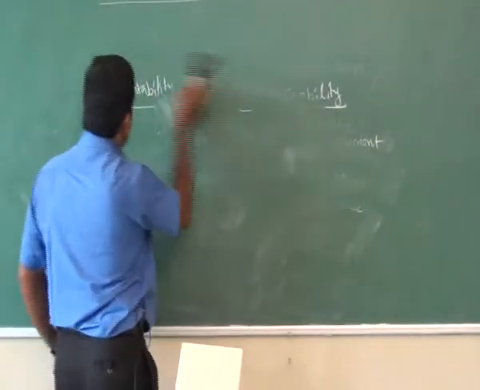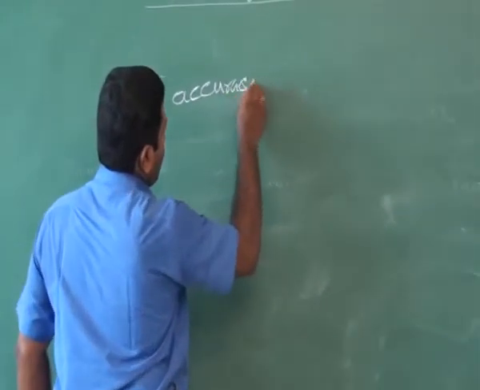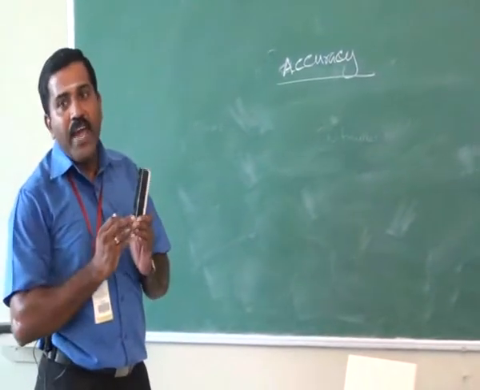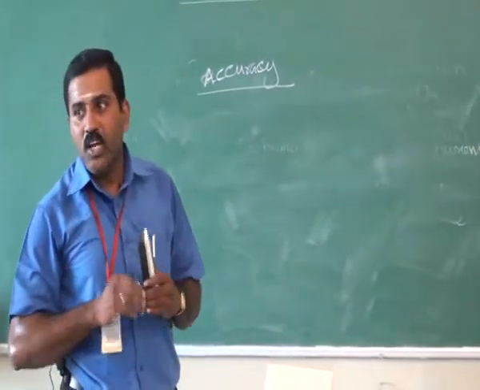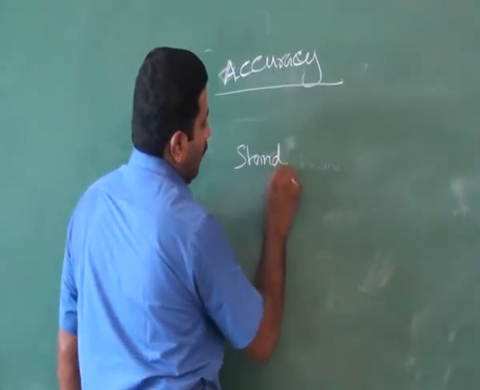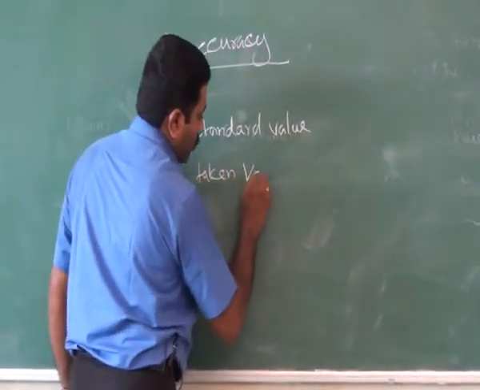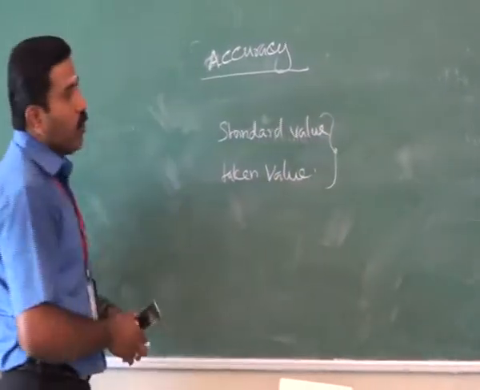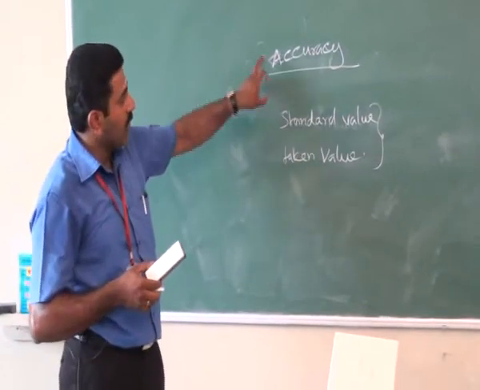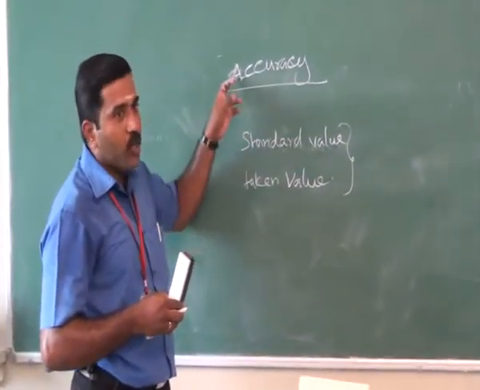And the next one is accuracy. What is the meaning of accuracy? Accuracy means the taken value is compared with the standard value. The accuracy is only a comparison with the standard value. The difference between the standard value and the taken value is the accuracy of an instrument. For every instrument we have to check the accuracy, because it is important, and we have to adjust the instrument based on that accuracy.